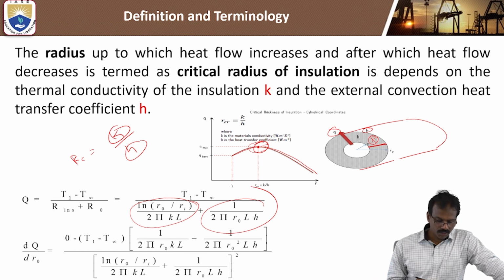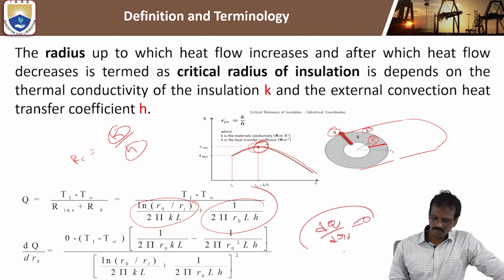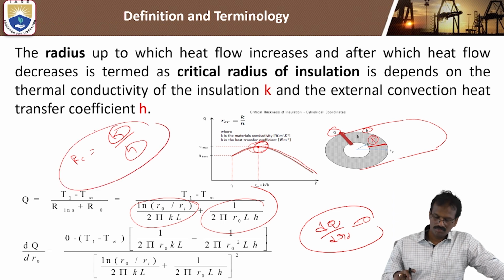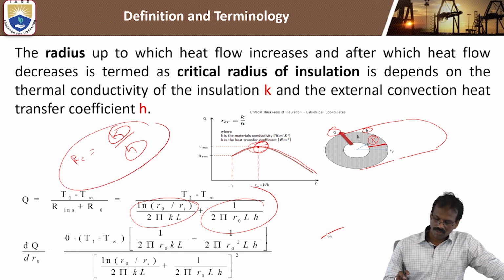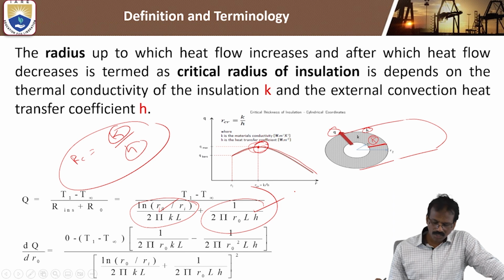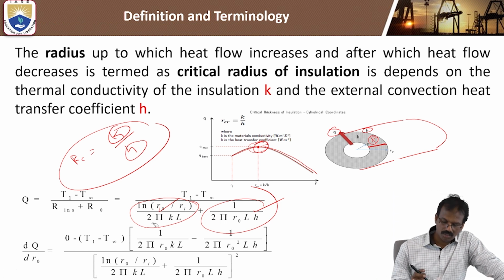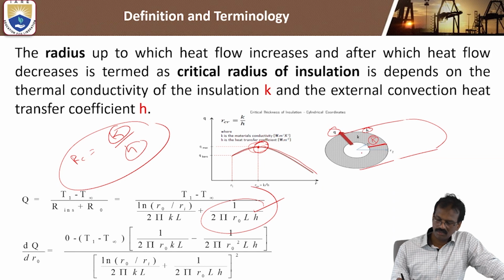We'll see. If you want to find the steady state condition, dq by d r naught is equal to 0. If you derive this, you will get the final formula, RC is equal to K by H. But here you can observe two types of resistances. One is the conduction resistance, another one is the convection resistance. In conduction resistance, this is ln R naught by Ri. R naught is the outer radius of the cylinder, Ri is the inner radius.